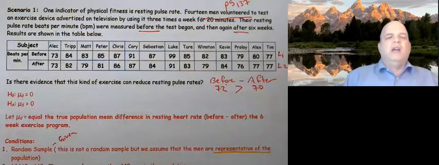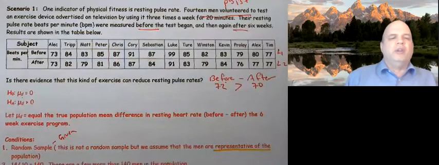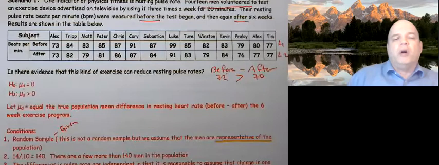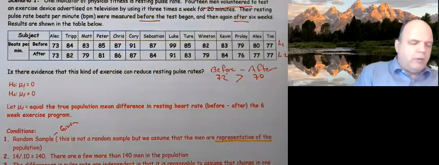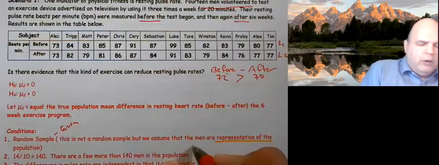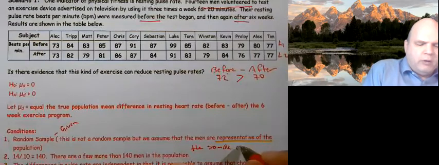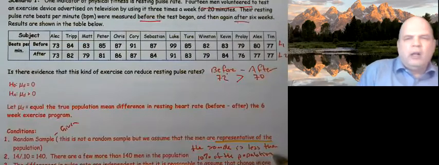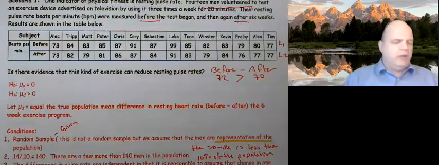Then we need to check to make sure that it's less than 10%. And 14 divided by 10, or 0.10, is 140. So there are a few more than 140 men. So the sample is less than 10% of the population. And we need to make sure we explain why we did that, which is 10% of the population. Once again, we're doing that to check independence.